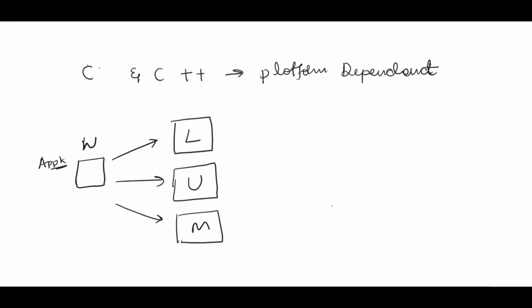So the application is developed using C or C++ language. In this case, we cannot run this application on other operating systems. So that's why C and C++ are platform dependent languages. But in the case of Java, consider the same application. This is the application and we are developing it using the Java language.